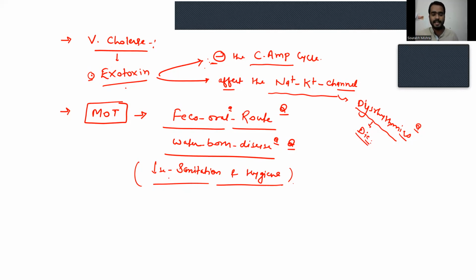Why? Because we belong to developing countries. In developing countries, the major problem is impure drinking water. There is a lack of availability of drinking water, and also our sanitation and hygiene level is poor or improper. So our food or our water source is mostly contaminated. So waterborne disease leads to transmission of cholera.